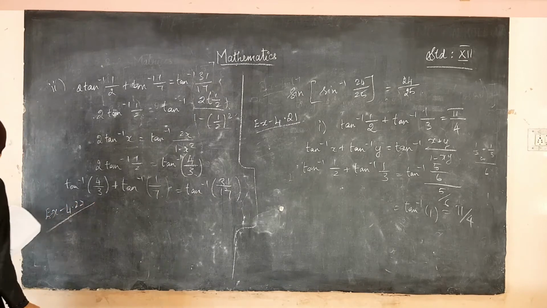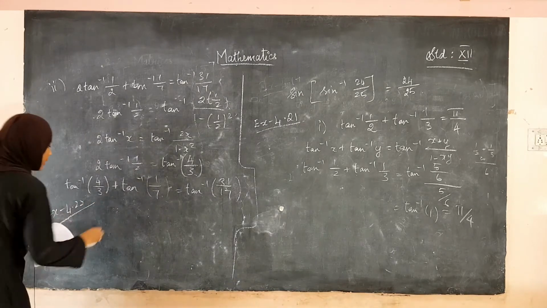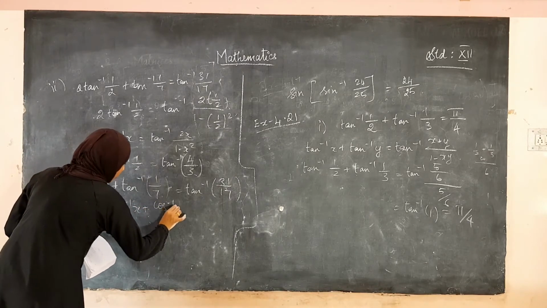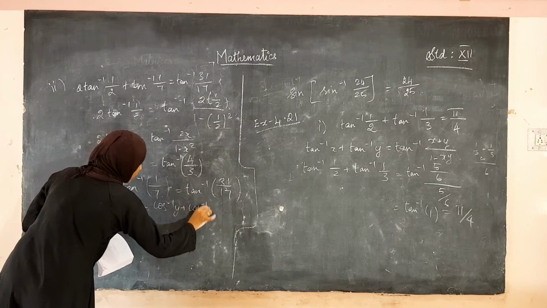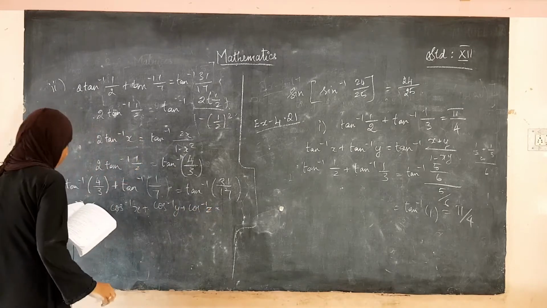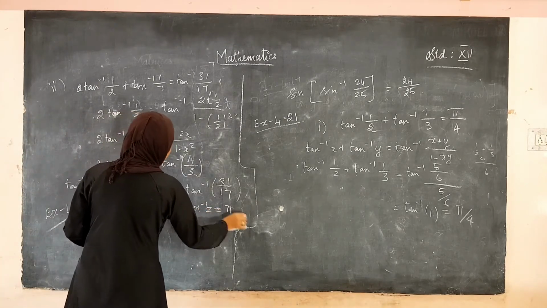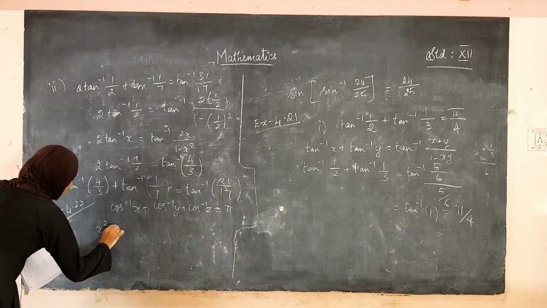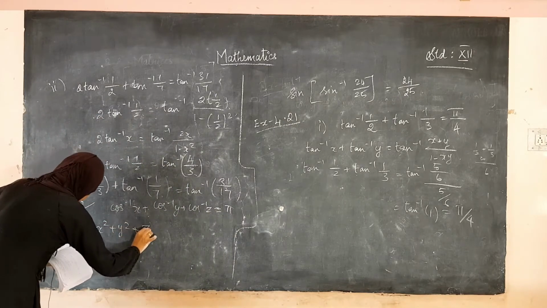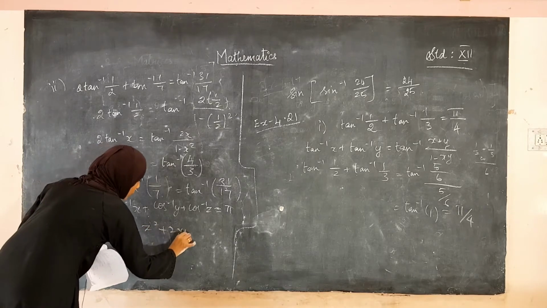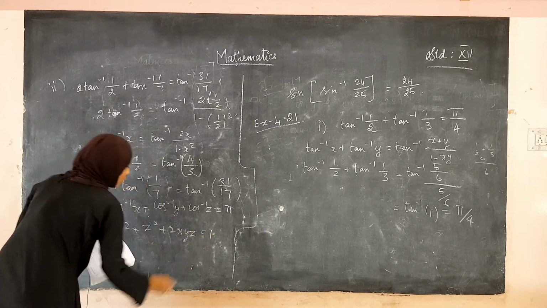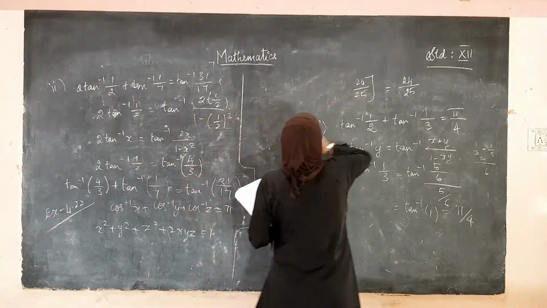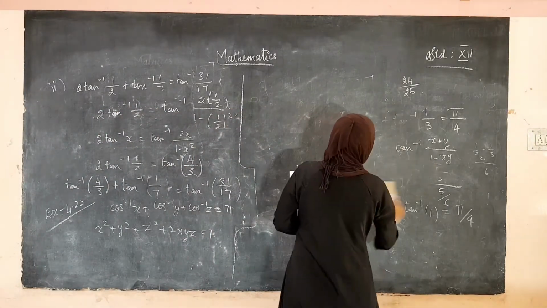Example 4.22. What is the question? They have given if cos inverse of x plus cos inverse of y plus cos inverse of z is equal to pi, we have to show that x square plus y square plus z square plus 2xyz is equal to 1. For this we are using some identities, some formulas.